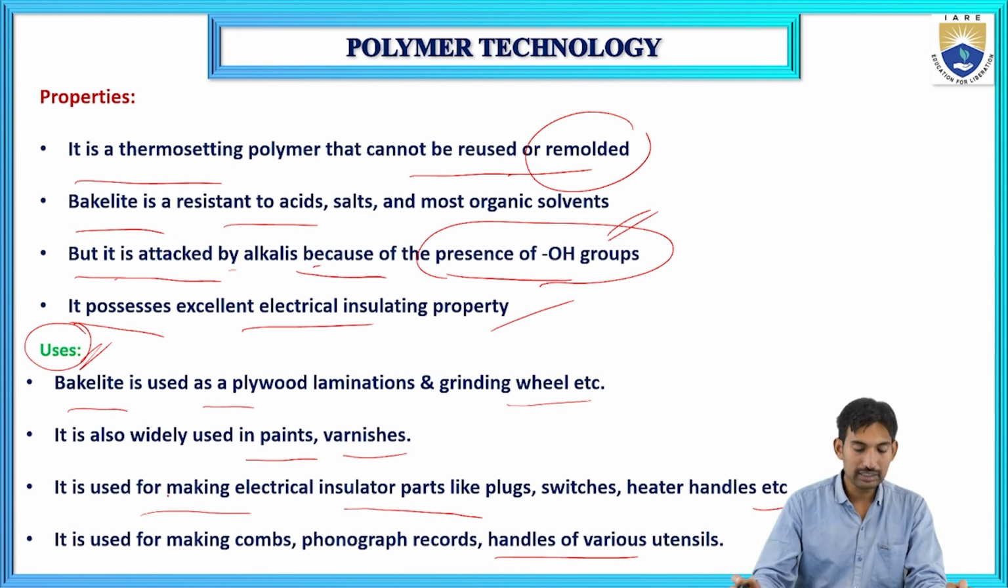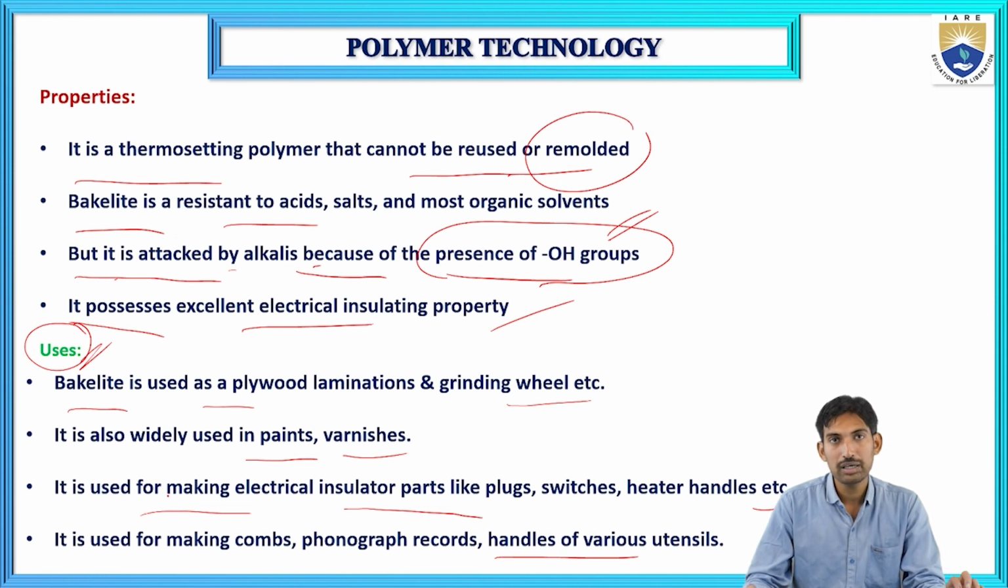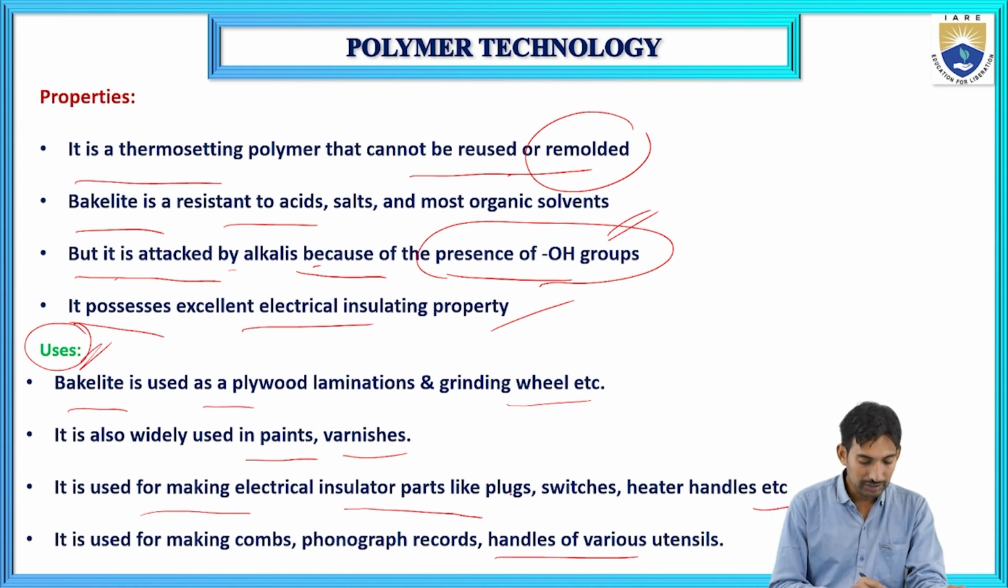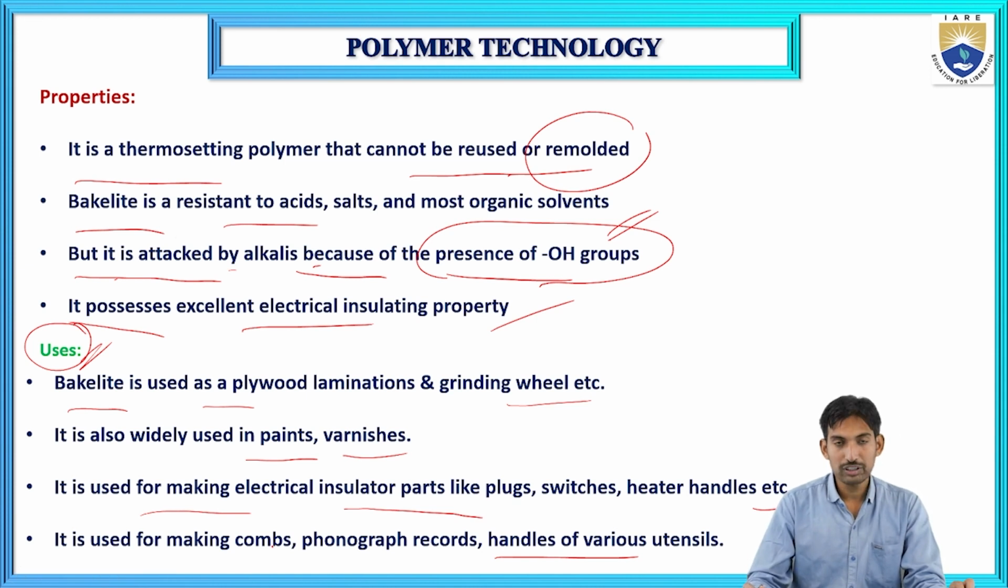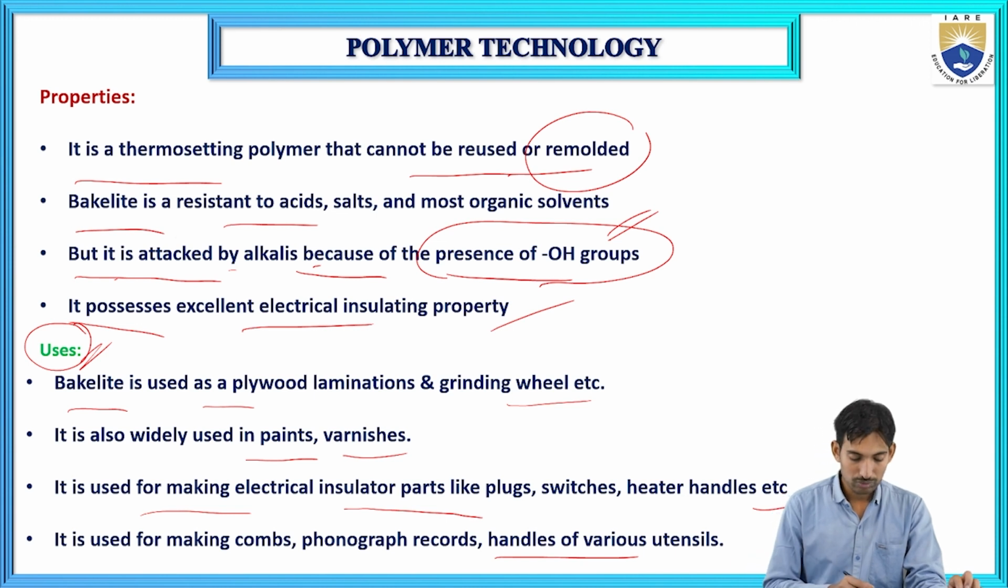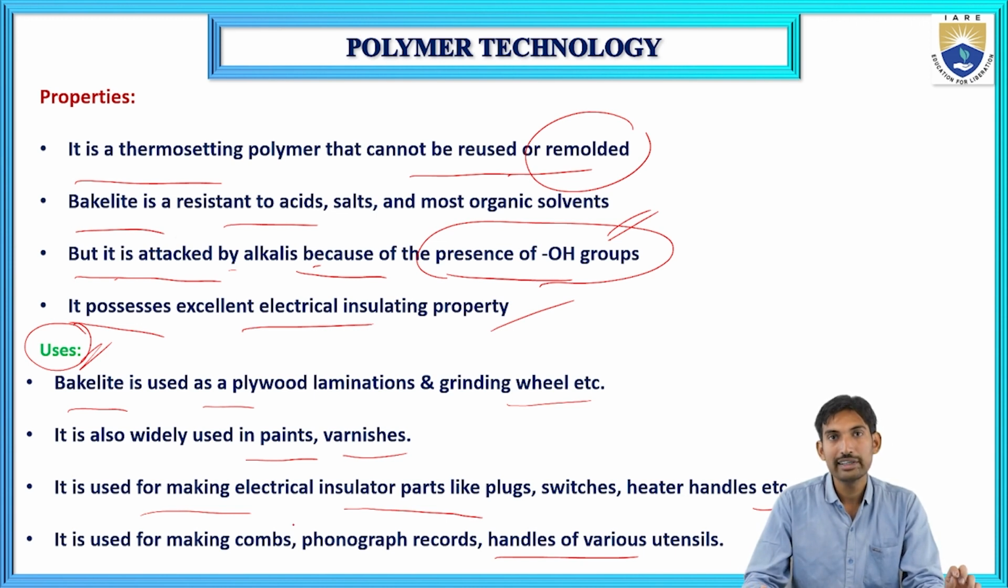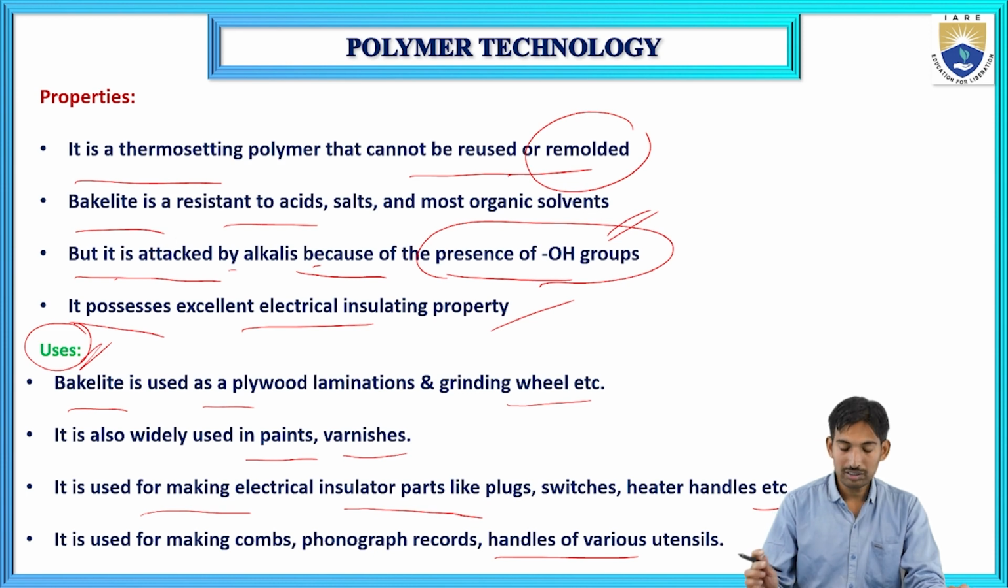It is used for making electrical insulator parts like plugs, switches, and heater handles. By using bakelite we can prepare plugs, switches, heater handles, etc. It is used for making combs, phonograph records, and handles of various utensils. These are the uses and properties of bakelite.